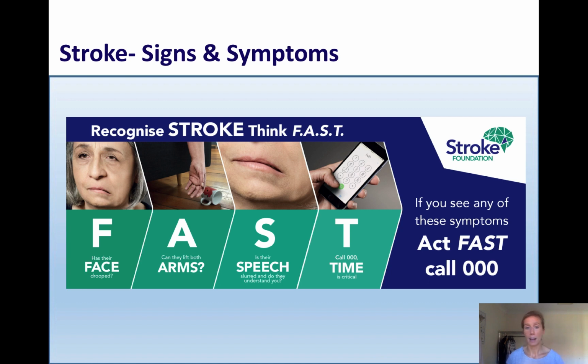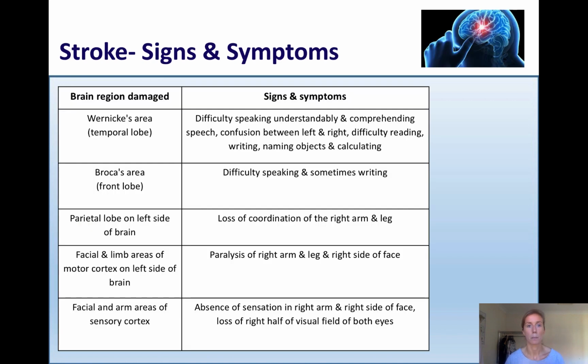Can they lift both their arms? Is their speech slurred? Do they understand you? And if you're worried about any of these things, it's time to call 000. It's just awareness and education, guys. Fortunately, most people, if they're with a family member or a friend, are probably going to realise something's not right. But obviously, reassuring that individual, calling the ambulance, and monitoring the symptoms is really crucial in that instance.